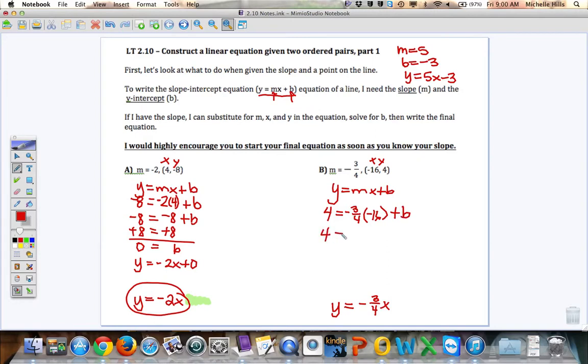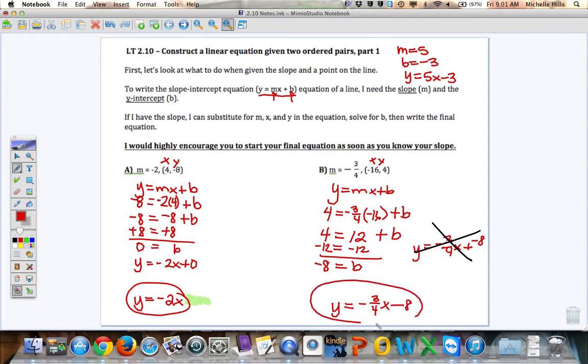To solve this, -3/4 times -16, again you can put this in your calculator, negative times a negative is a positive, and then it's going to end up being positive 12, because 3/4 of 16 is 12. Bring down my plus b. I would subtract 12 from both sides to solve for b, and when I do that I get b equals -8. Now it might be tempting to write y equals -3/4 x plus a -8, but remember that is not a simplified answer, so don't give that as a final answer. It's really just y equals -3/4 x minus 8 for my final answer.